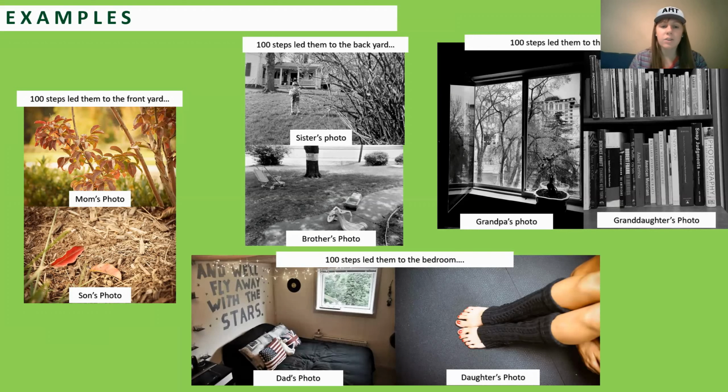This dad and his daughter took 100 steps from their kitchen, and they ended up in the big brother's bedroom. The dad took a picture of the whole setting, the whole bedroom, and the daughter decided she just wanted to look down and take a picture of her feet.